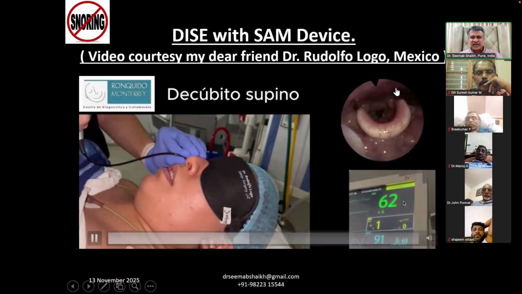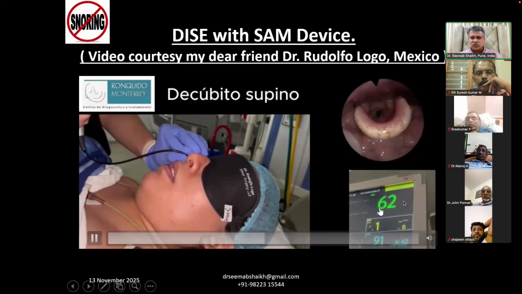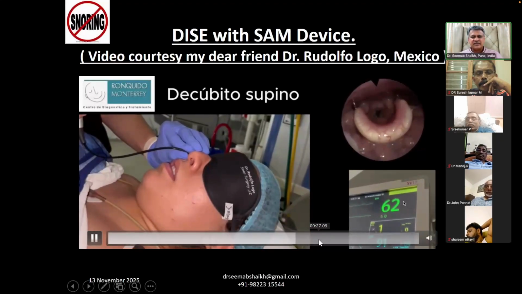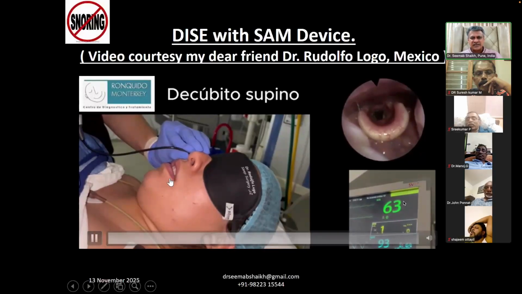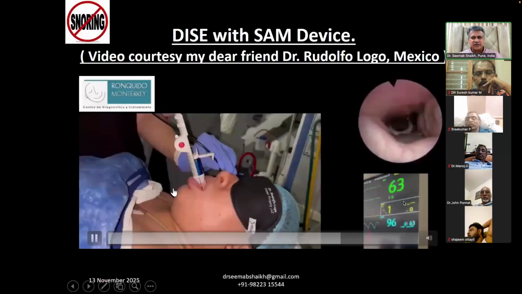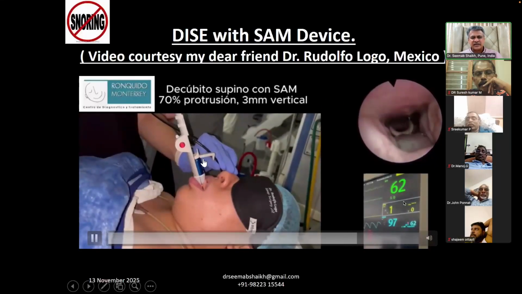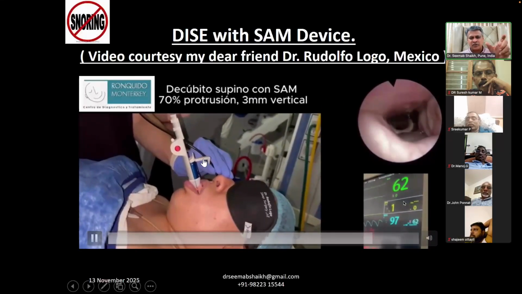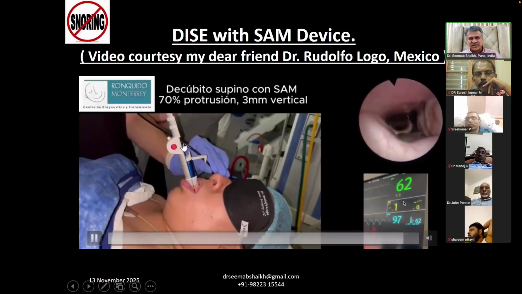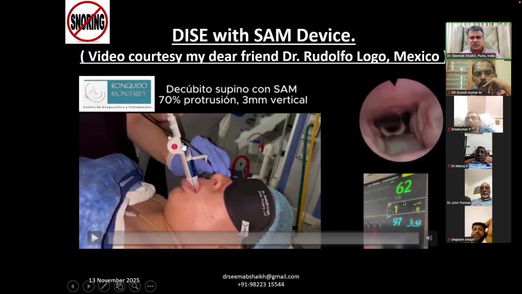So a DISE is being done. You're examining the BIS scores as exactly what we need, around 62 or so. And then they will put in the SAM device. You will be able to see that here, right? And then they expand the mandible or pull the mandible forward with this, and they are able to measure on this how many millimeters of expansion that you need.